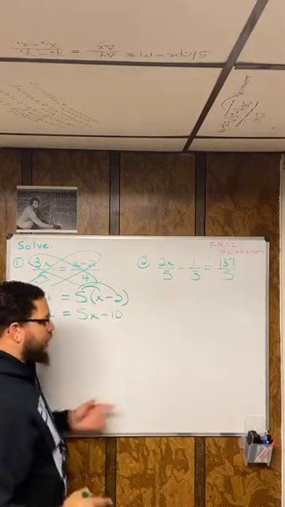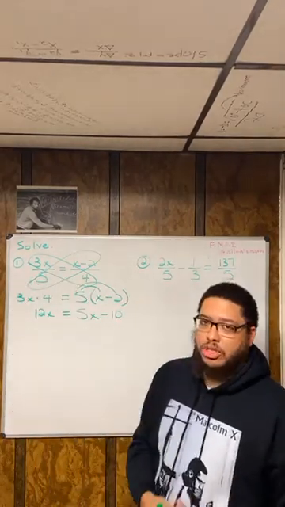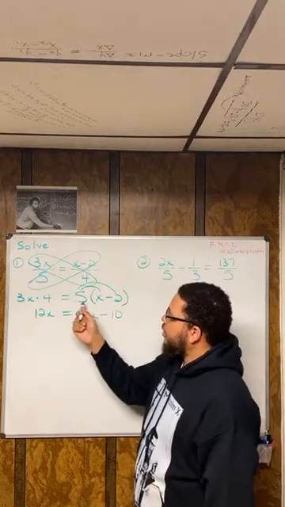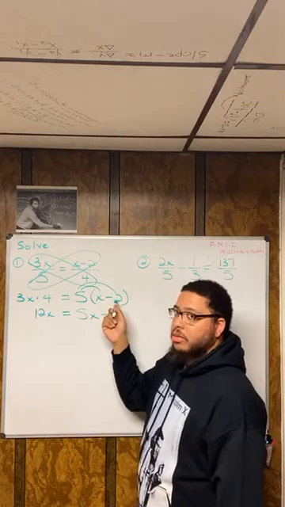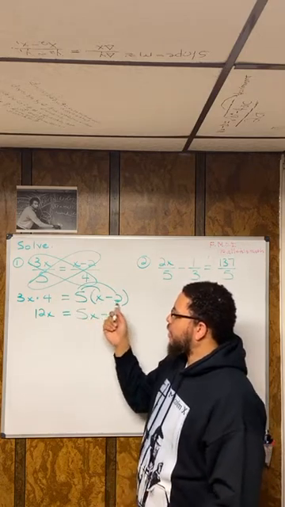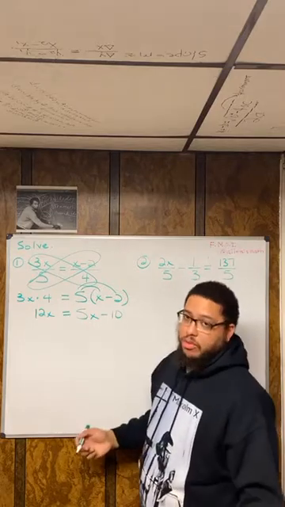A lot of people make the mistake of they commit what's called distributive injustice, where they'll only multiply the 5 by the x. They won't multiply the 5 by the negative 2 also. Right? You got to multiply this outside number by everything inside the parentheses. Everything. All right? Or else you'll get the wrong answer.